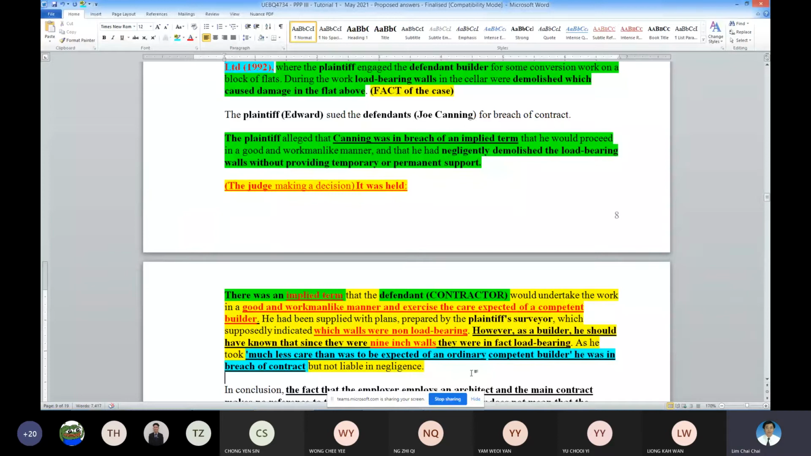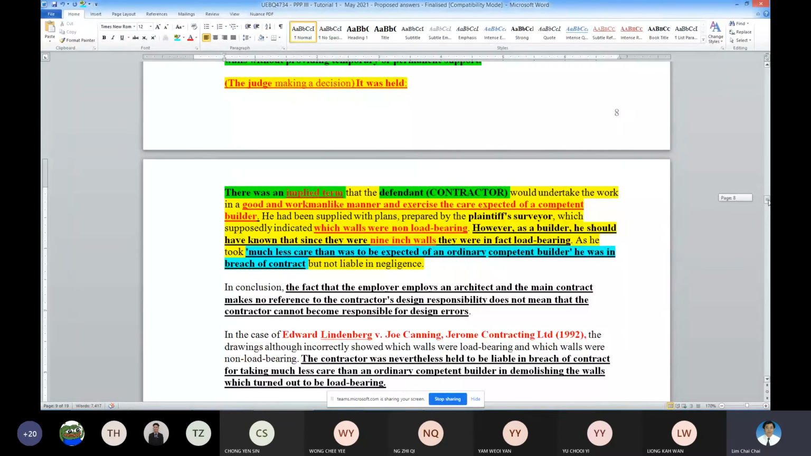Even though the design is done by the other party and didn't show all the things properly or correctly, if you are a competent builder, you are responsible to identify which wall is load bearing and which wall is not load bearing. If you fail to exercise this, then you are going to be responsible because you didn't carry out the duty as a competent builder. Okay, so it's going to be liable in contract but not under negligence.